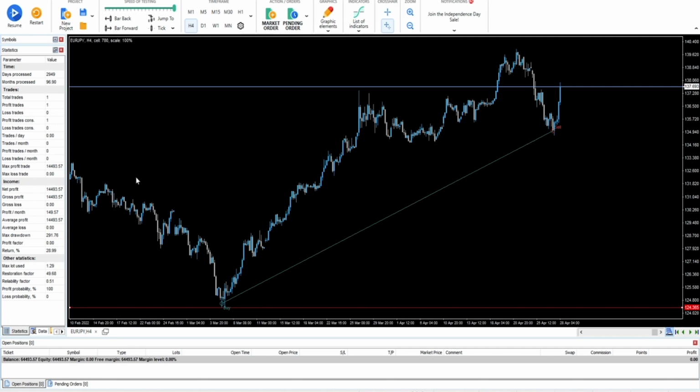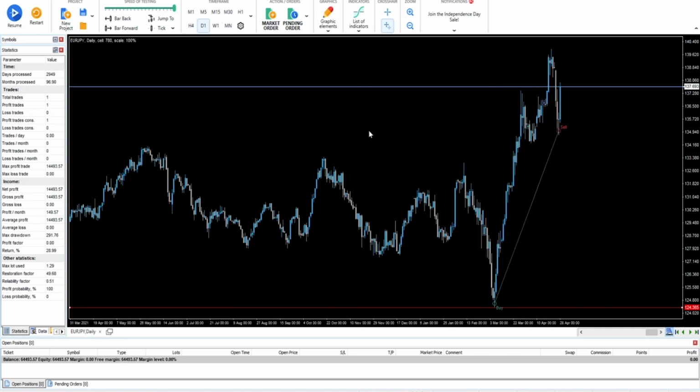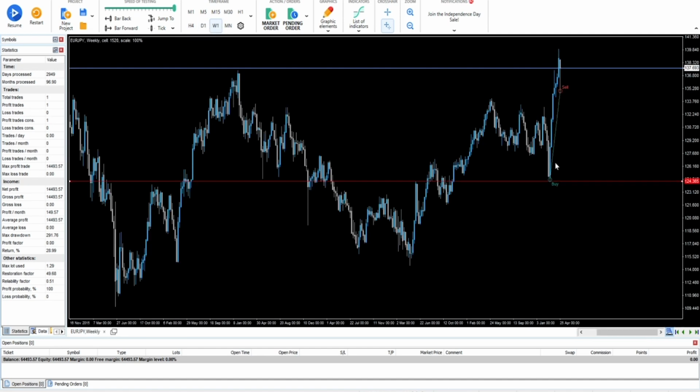But if you can get in these high probability trades and just let them roll, you're going to get a nice chunk of profit over time. So the trade broken down then, if we go to the weekly time frame, let's take another look at this.